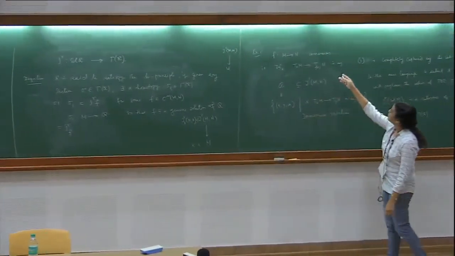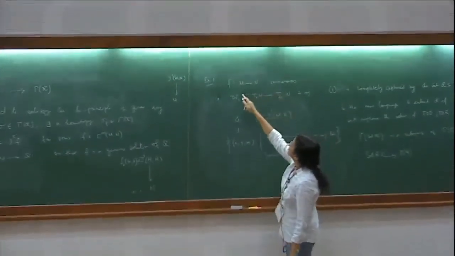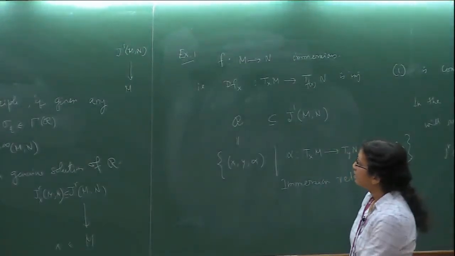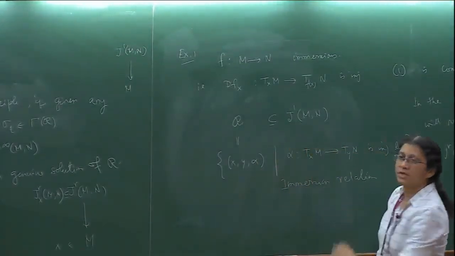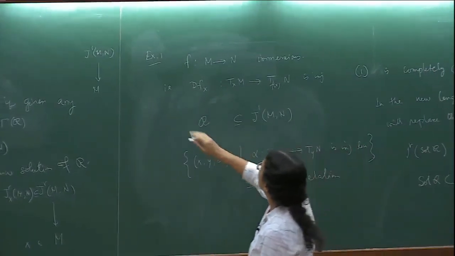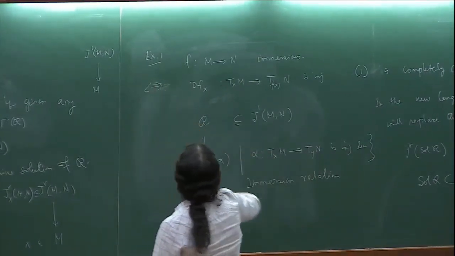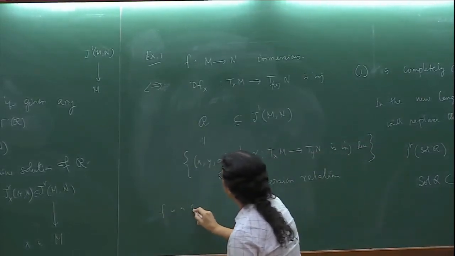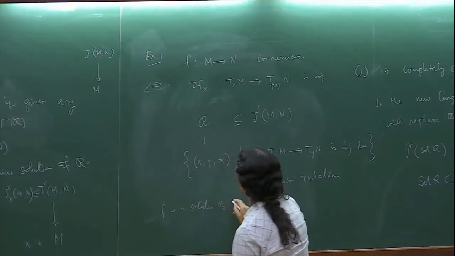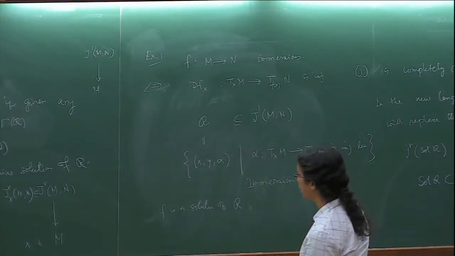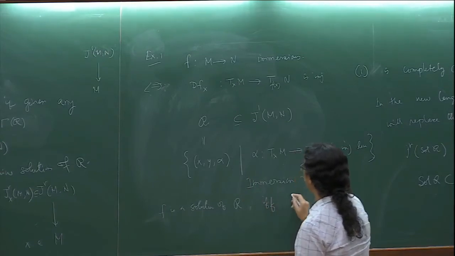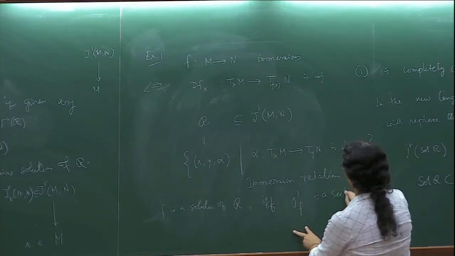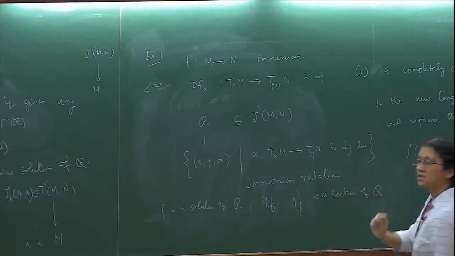Okay, so here if you come to this problem, suppose I consider the immersions. Immersions are characterized by this property. So I look at this subset of the J space. F is a solution of the relation R, so I am recalling the definition, if and only if its associated J1F is a section of this R.